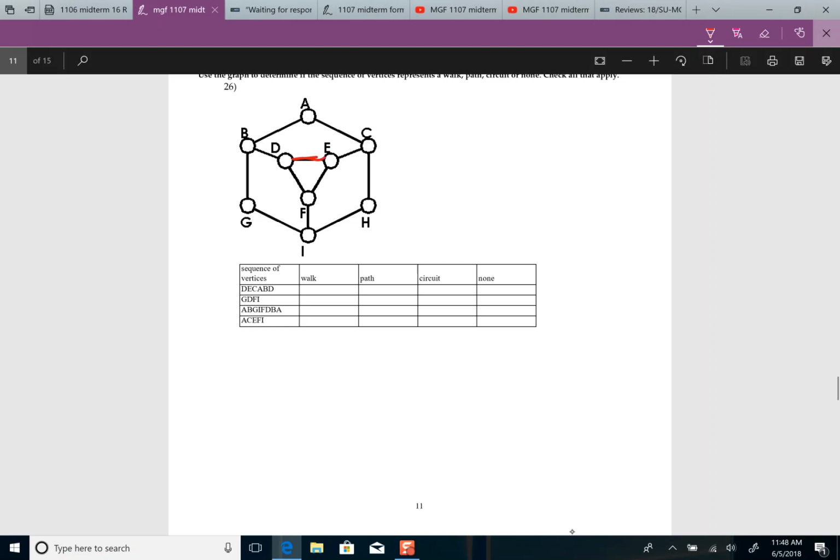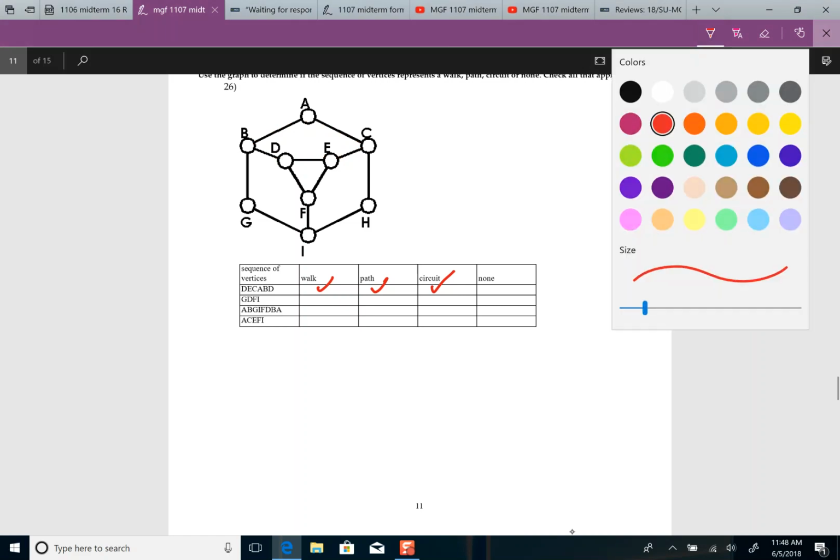D to E, and then E to C, C to A to B, and then B to D. Alright, so that looks really good. That is definitely a circuit because it began and ended at the same place. Everything that is a circuit is a path. Everything that is a path is a walk. The next one said, and let's erase this other stuff so I can see better.